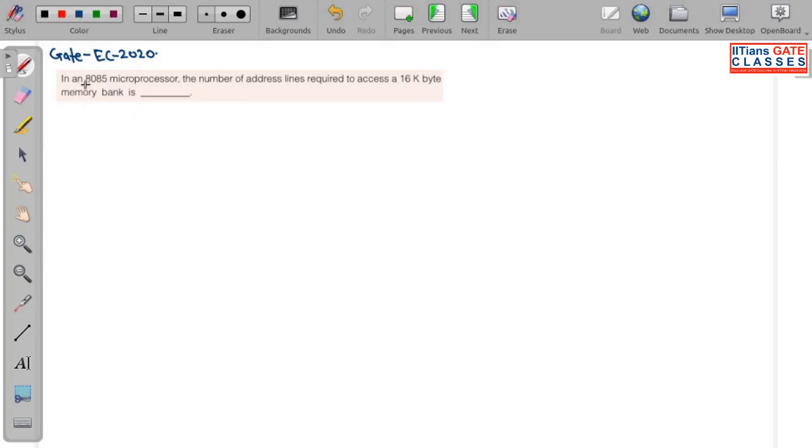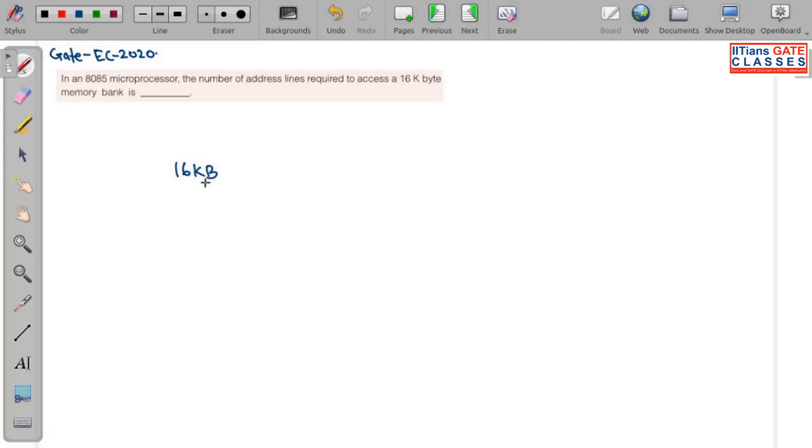So what they have given: in an 8085 microprocessor, the number of address lines required to access a 16 kilobyte memory bank is... They want to know how many address lines are required for 16 kilobyte data. Okay, so this is a very good question actually.